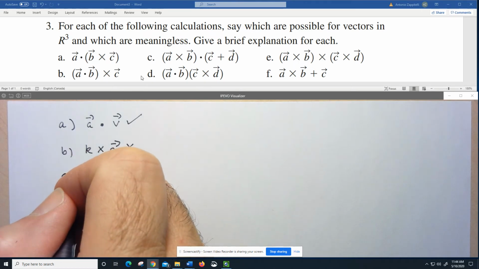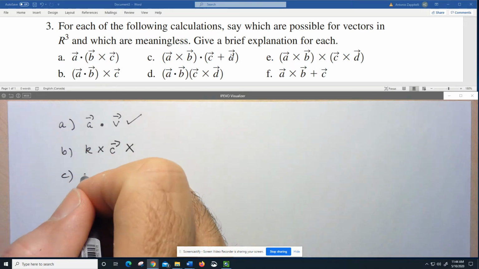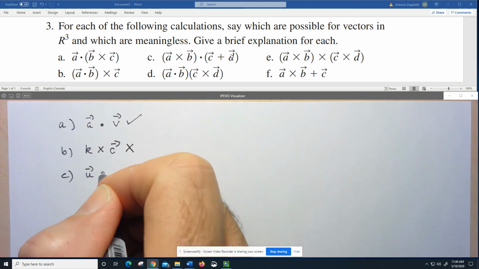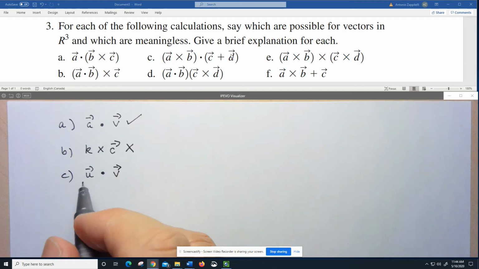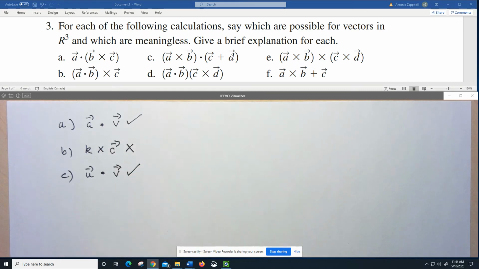Okay, let's take a look at C. All right, so in this first bracket, I have a cross product, which is going to give me a vector. And in the second bracket, I have an addition of two vectors, which again gives me a vector. So what I have is out of this first one, I have some vector, and then I'm taking a dot product with C plus D, which is another vector. And of course, I am able to take the dot product between two vectors. Okay, so that's perfectly good.